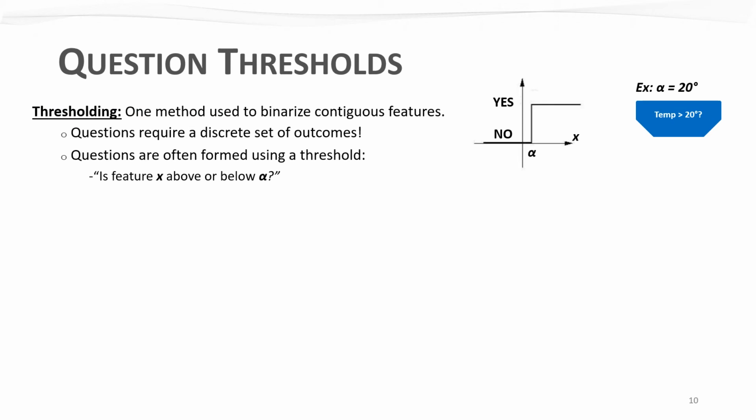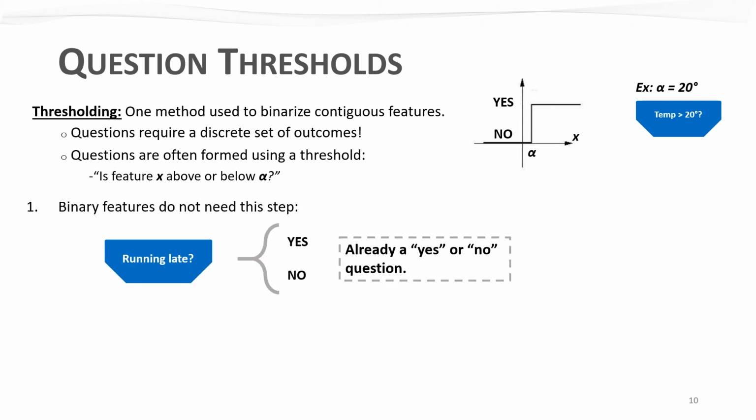To iteratively split the input set, decision trees require a discrete set of node outcomes. In other words, if we have a contiguous feature like temperature, we'll need to ask a question about it that only has a few possible answers. This is often done with thresholding, where we use a threshold alpha to split the input set into 2 subsets. For example, consider temperature with a threshold of 20 degrees. We simply use the step function to split its contiguous temperatures into 2 classes: temperatures greater than 20 degrees and temperatures less than or equal to 20 degrees.